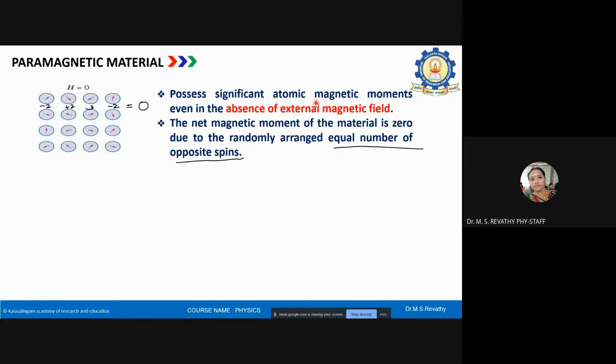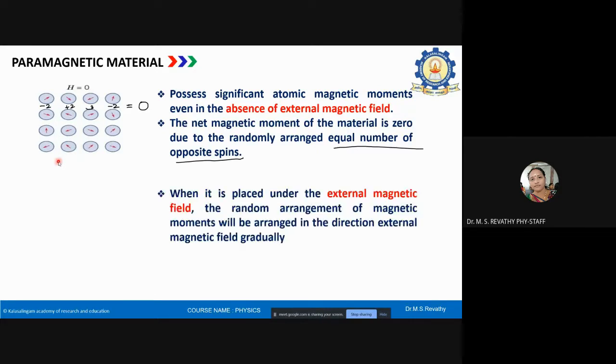Remember, atomic magnetic moment is the sum of both orbital magnetic moment and spin magnetic moment of the electron. So even in the absence of external magnetic field, the net magnetic moment of the material is 0. It is due to the randomly arranged equal number of opposite spins which are present inside the material.